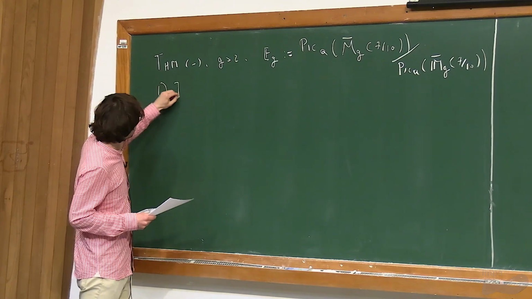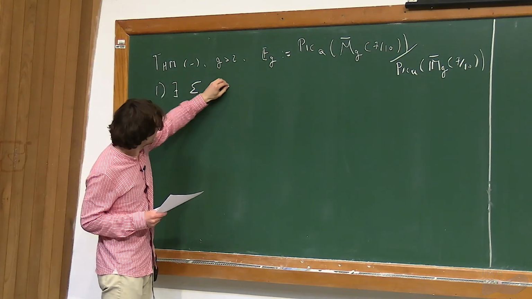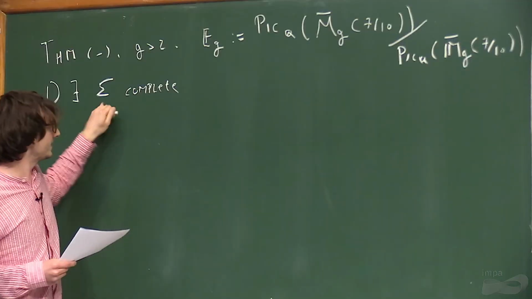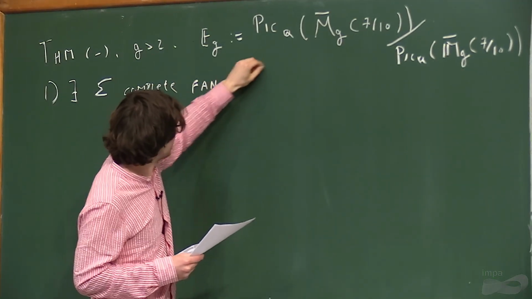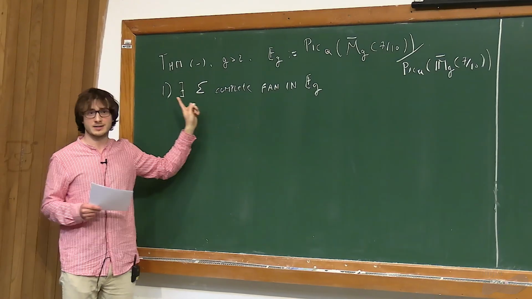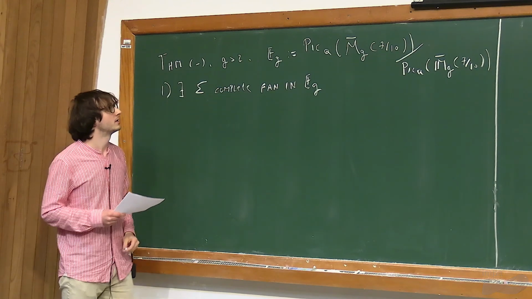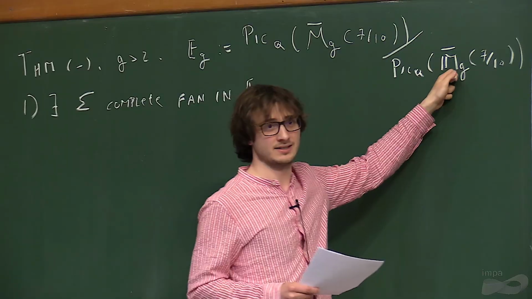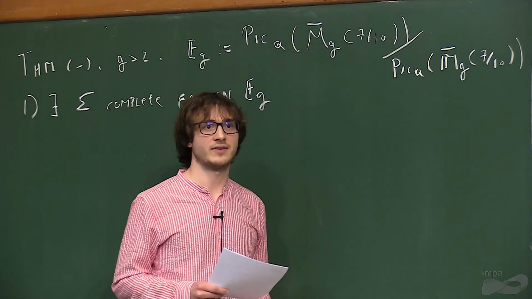So there exists a complete fan sigma in E_g, and this is actually a rational and polyhedral fan. Sorry, what's the difference between the two? Yeah, this is the moduli space, and this is the classifying stack of curves that I will define later.